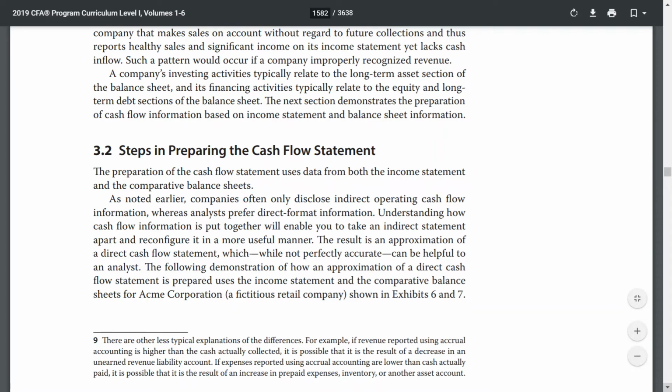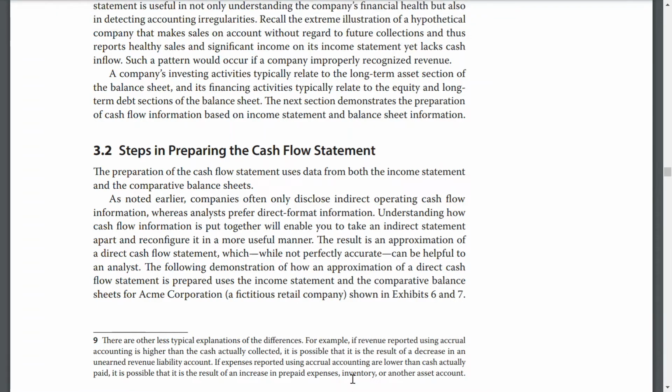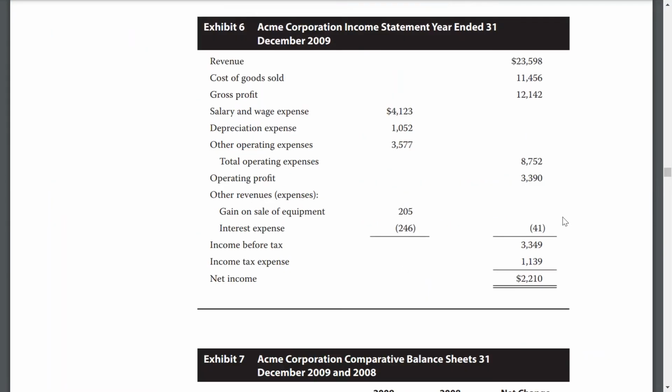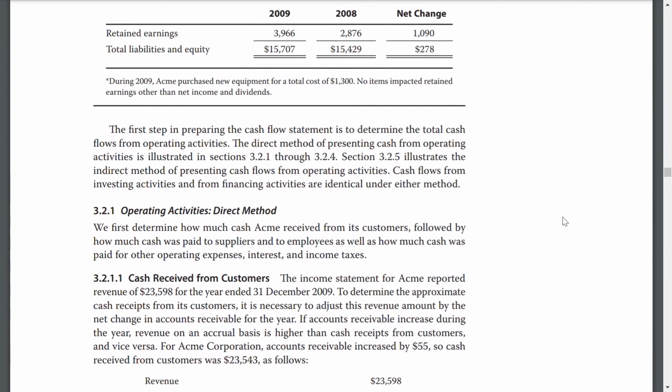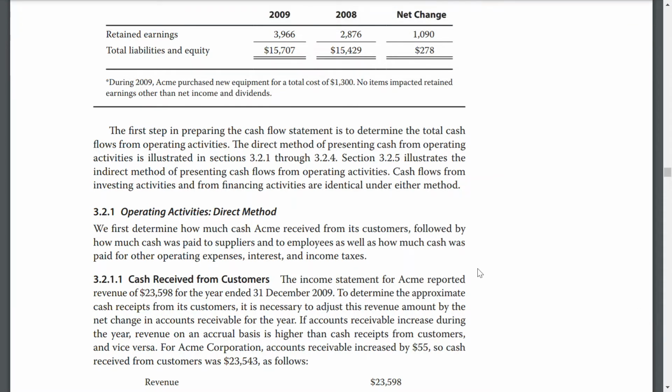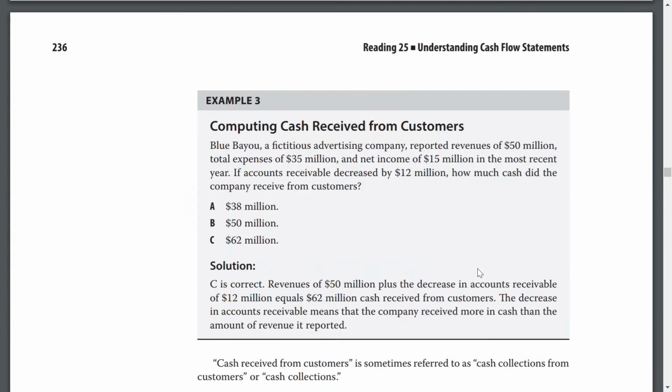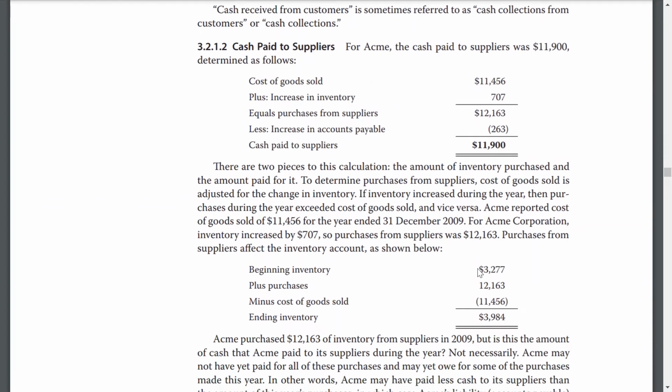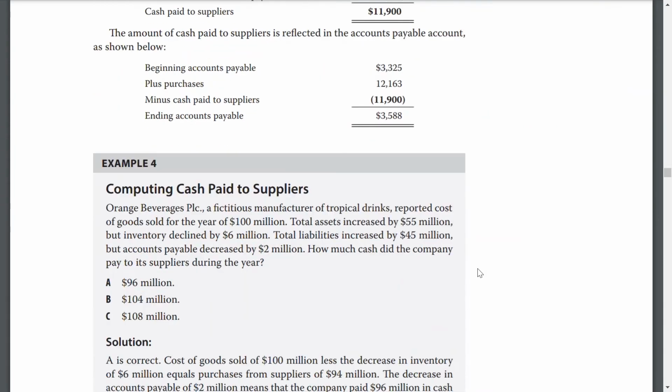The following demonstration of how an approximation of a direct cash flow statement is prepared uses the income statement and the comparative balance sheet of Acme Corporation, a fictitious retail company, shown in Exhibits 6 and 7. Operating activities, the direct method. Cash received from customers. Just interpreting the graph. Cash paid to suppliers. Example 4. Cash paid to employees.